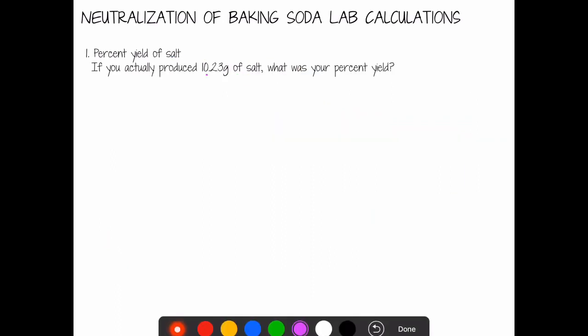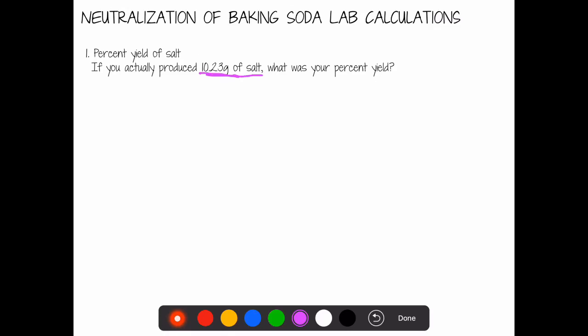So the next thing we need to do, we need to figure out the percent yield of salt. So in my experiment, I actually went in and was able to collect 10.23 grams of salt. That would be my actual yield. It's what I actually got out of my experiment when I did this in lab. For you, this would be your mass of salt that you weighed at the end of your experiment.